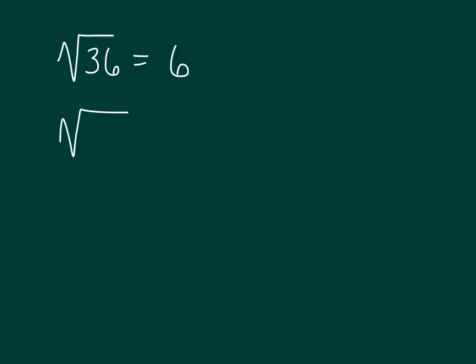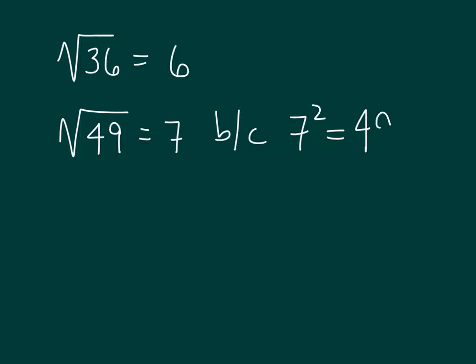The square root of 49 is 7, right? And all of this is because you know 7 squared is the number that we're looking for. 7 squared gives us 49. So the square root of 49 is 7.